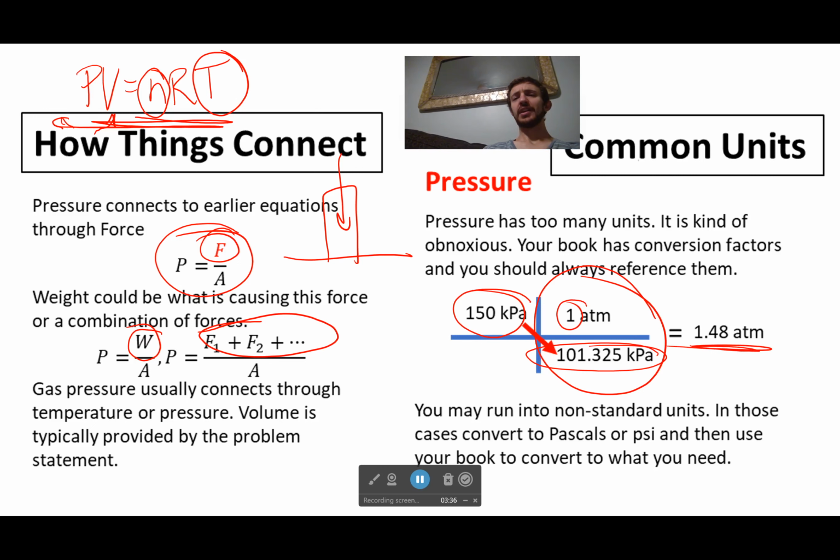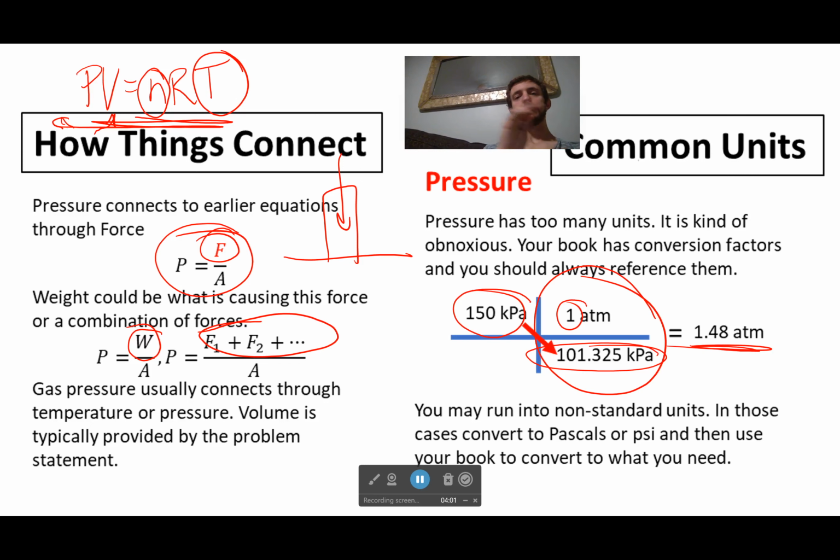You can also run into non-standard units. In those cases, you're going to have to remember that pressure is force over area. You have to convert the area units to something that's more common, like PSI or Pascal. So that would be meters squared or inches squared. And the force units to either pound force, not pound mass, pound force, or newtons.